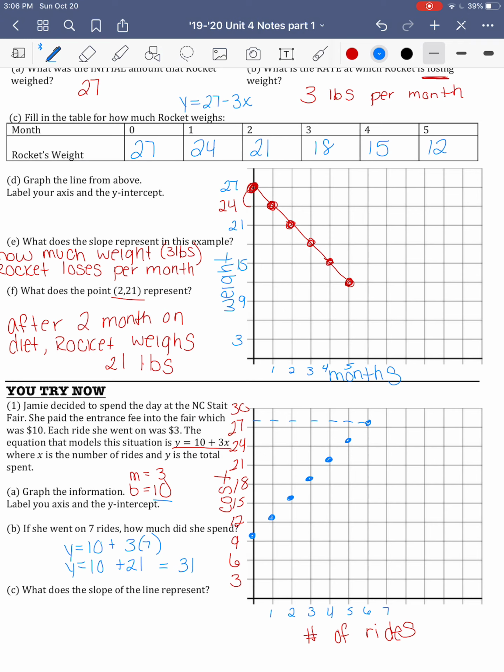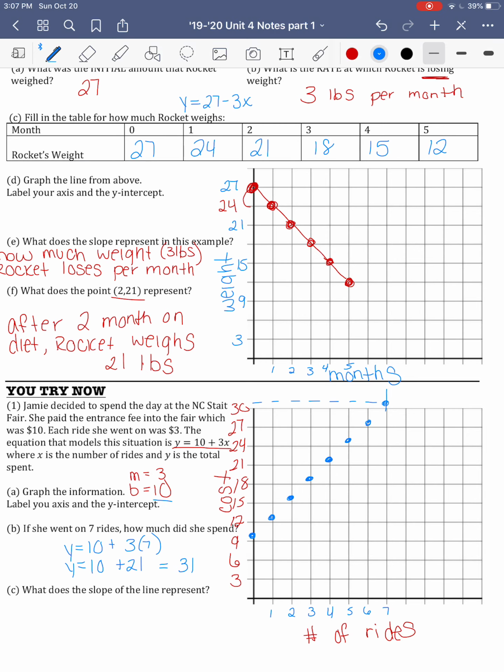Let's see. So at 1, she is at 13. At 2, she's at 16. At 3, she is at 19. At 4, so 4 times 3 is 12 and 10 is 22. And then 5 times 3 is 15 plus 10 is 25. And then, how did I mess this up? And then, oh, because I only went to 6, y'all. Oh my goodness. Okay. That's why. See, I knew I messed up somewhere. It would be right here. Aha. There we go. That's better. Okay. Whew. I was worried there for a second.